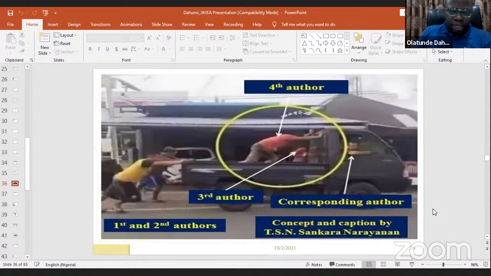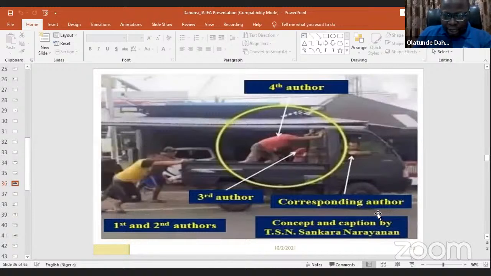Now, look at this picture here, because most of the time what you see is that somebody just says, put my name, put my name, without doing anything. But this picture put together here is a very good one to tell you that it is the amount of effort you have put into a work that determines your placement as an author, if at all you are an author of that paper.